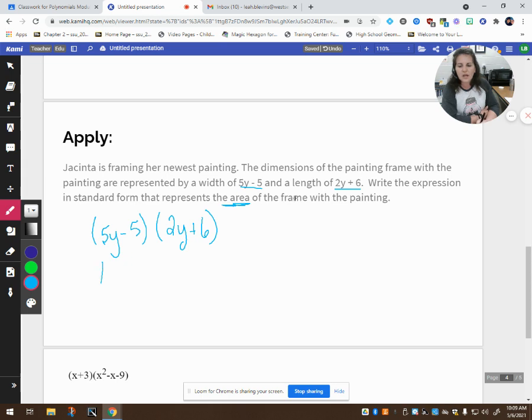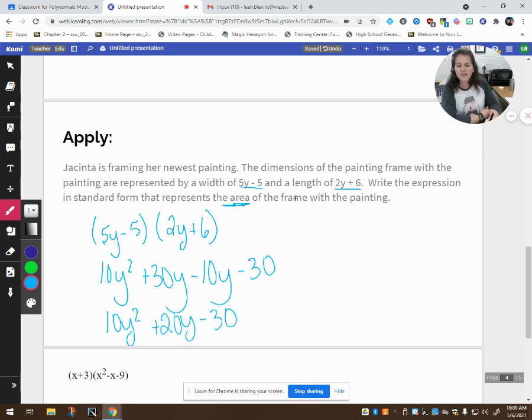5y times 2y is 10y squared. 5y times 6 is a positive 30y. Negative 5 times 2y is a negative 10y, and negative 5 times 6 is negative 30. So we get 10y squared plus 20y minus 30 is the area. So units, that does not look like units, but units squared.